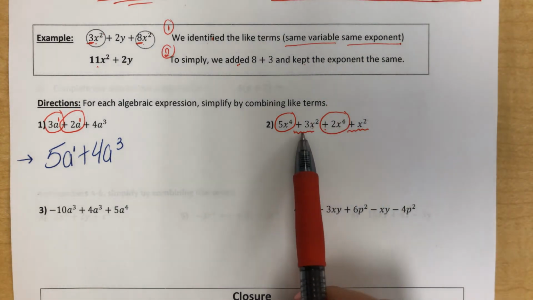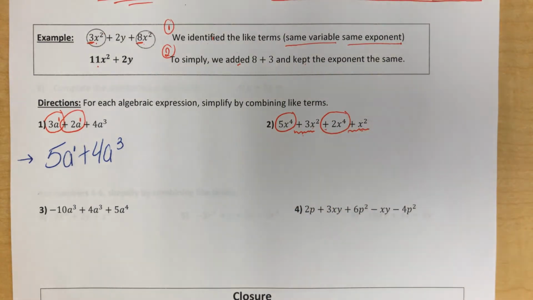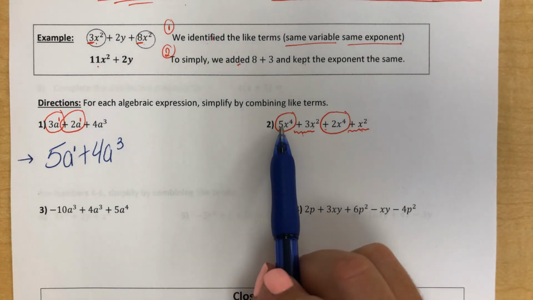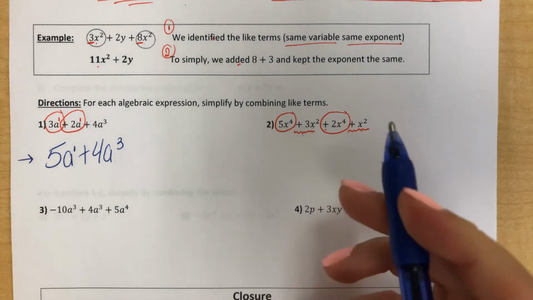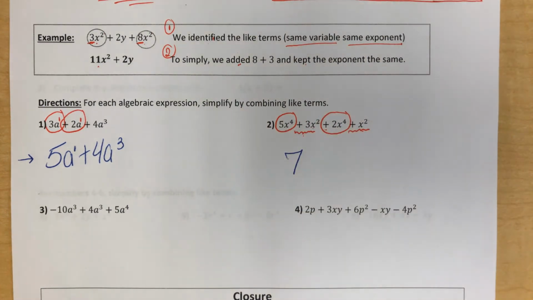I'm using a different symbol. You could use a box. You could make a triangle around them. I just use a little squiggle. I just think it looks nicer. Okay, now I'm going to go ahead and start combining those like terms. So if we look here, 5 plus 2 is 7. And now it's 7x to the 4th power.